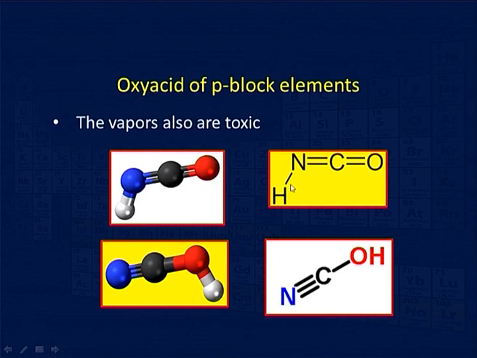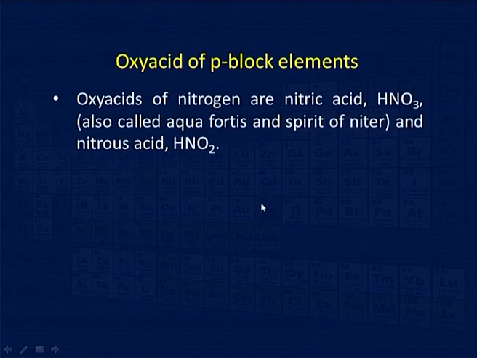This is the structure of the acid, the ball model and simple bonding. It shows the presence of hydrogen, and in the middle there is carbon. The oxyacids of nitrogen are nitric acid, HNO3, which is also called aqua fortis or spirit of niter, and nitrous acid. These are the two acids, HNO2 and HNO3.